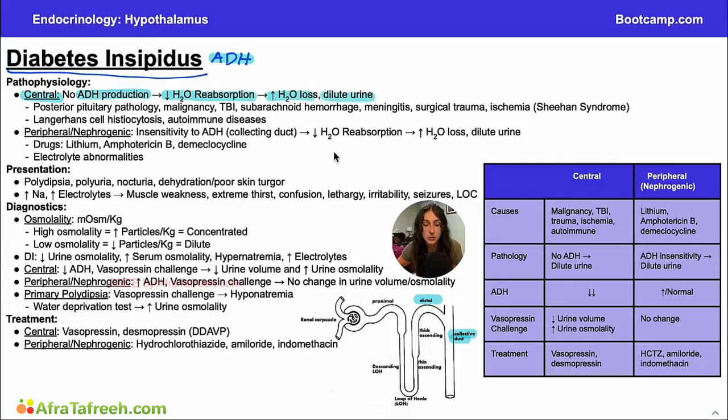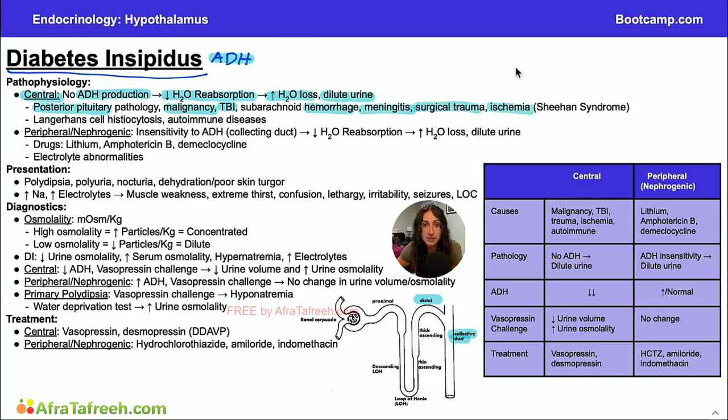So what causes our central diabetes insipidus? Well, antidiuretic hormone is made by the hypothalamus, as we mentioned, but it's stored in the posterior pituitary. So posterior pituitary pathologies can also lead to a problem with ADH production. You can have malignancies, different types of cancers that can involve the posterior pituitary and lead to a problem with ADH production. Also, traumatic brain injuries, so damage to your brain, the production center for ADH, can lead to diminished ADH production. Subarachnoid hemorrhage, again, just damage to the structures that are producing ADH. Meningitis, surgical trauma, and ischemia.